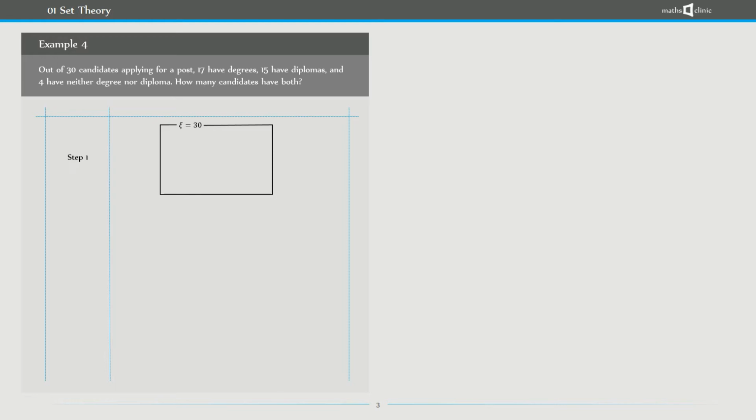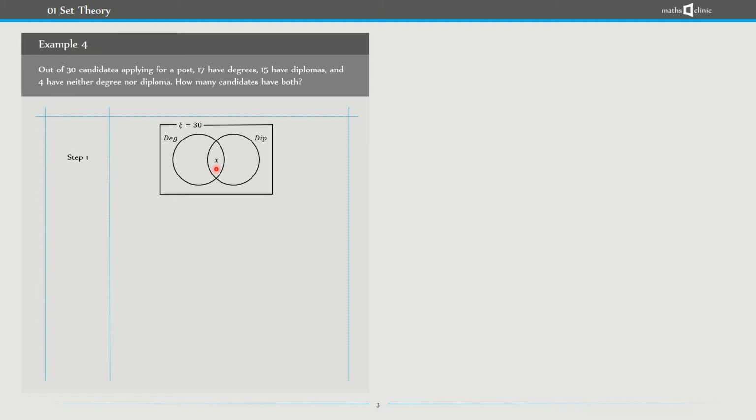Now we have 2 subsets of our universal set. Okay, and we have one subset representing degrees, people that have degrees. We have another one representing people that have diplomas. All right, now we've been asked to find how many candidates have both. Okay, and the number of candidates that have both would be here, the point where the set of degrees intersects the set of diplomas. So we bring in an x there, an x here where the 2 sets intersect.